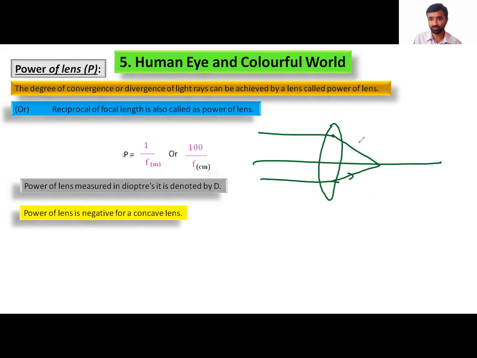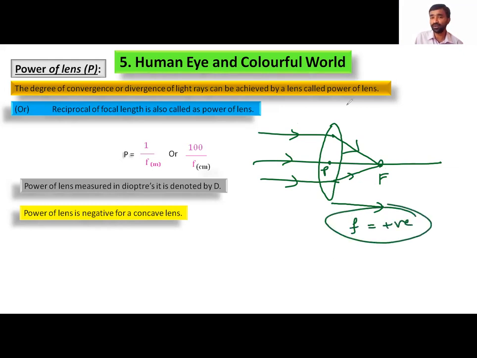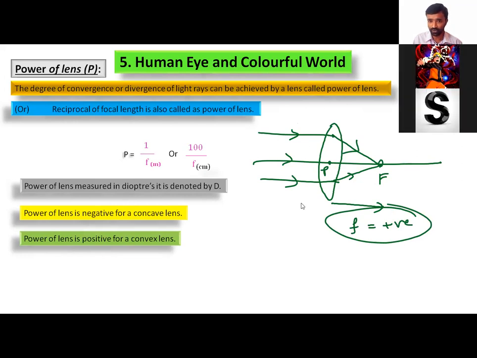So like this we are observing, right? Here simply you are measuring the distance from the pole to the focus, towards the right side. It is in the direction of the incident light ray. So F is measured as positive. So what we can conclude here is that the power of a convex lens is positive. Are you clear about this?